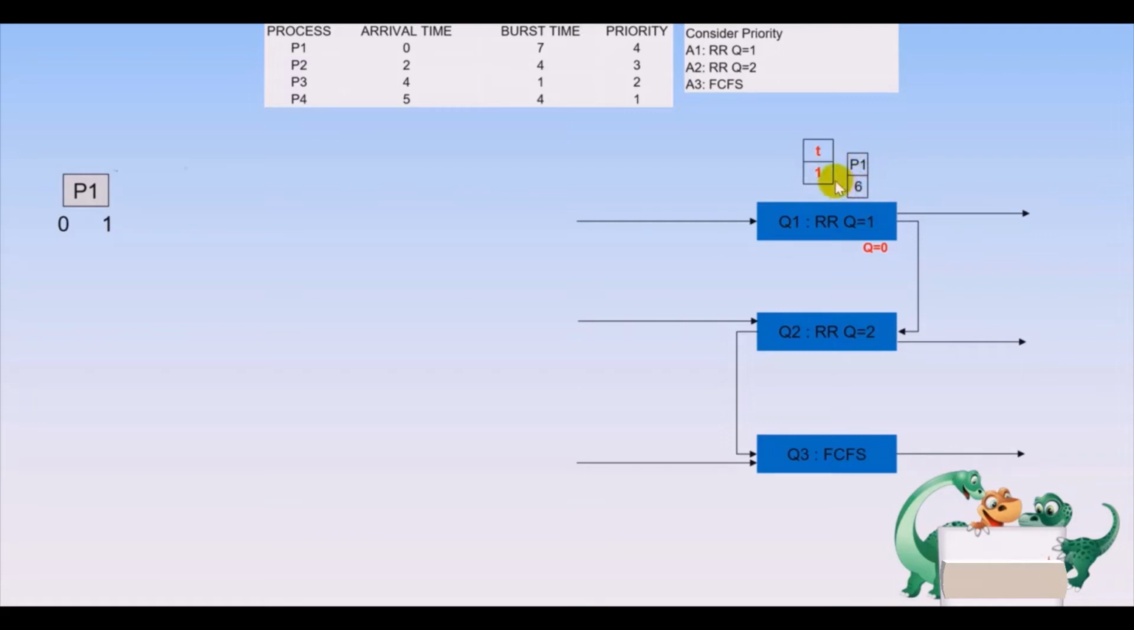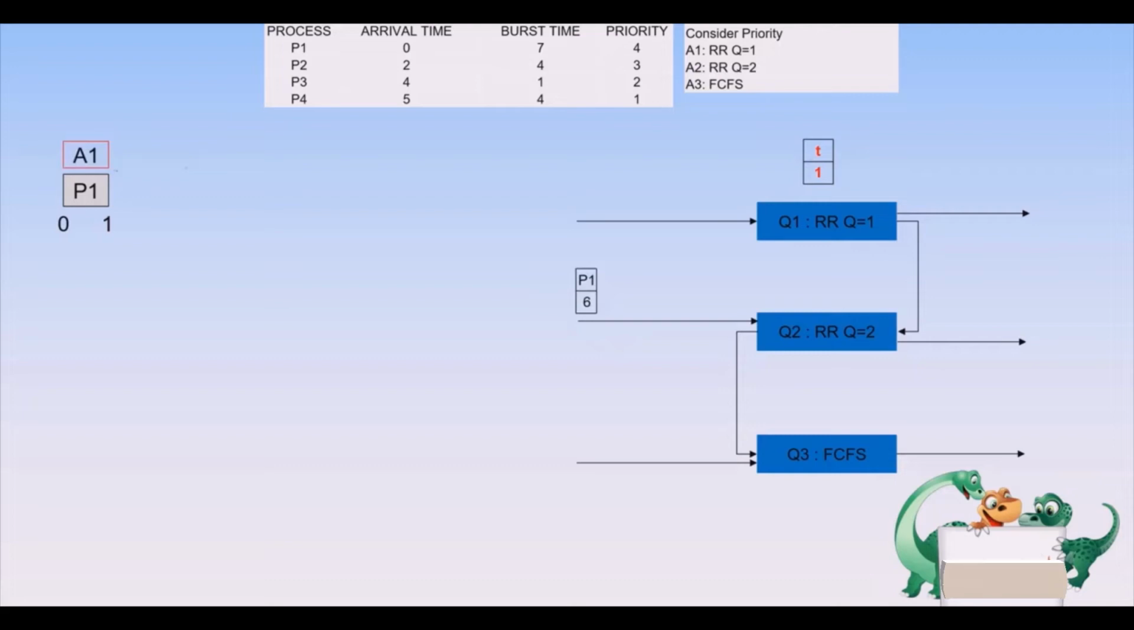So executing 1 millisecond, we have executed 1 millisecond of the burst time for P1. And therefore, at 1 millisecond, it will be preempted. Since P1 was not able to finish the execution, it will fall in line on Q2. So P1 would be the first process to be in the ready queue.